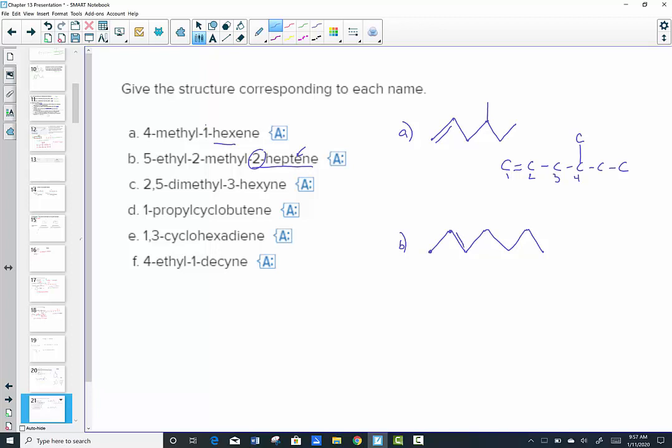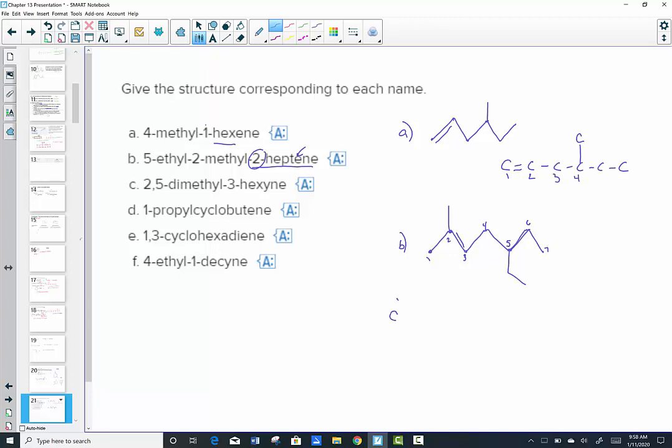At carbon number 2, we have a methyl group. And at carbon number 5, 1, 2, 3, 4, that's here. Carbon 5, we have an ethyl group. That's a 2-carbon chain. So there is our structure for letter B. Numbering it just to verify: 1, 2, yep, 2 has a methyl group. Between 2 and 3 is a double bond. And off of carbon 5 is an ethyl group.